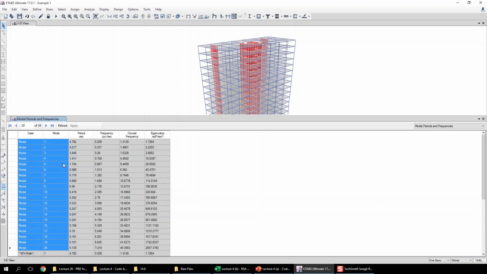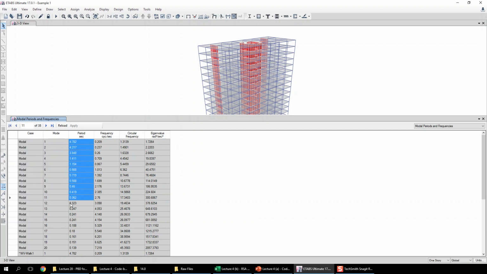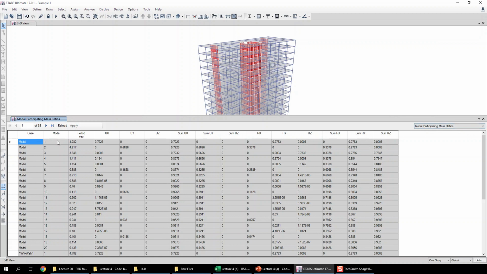The software calculated them basically. So you have the time periods for each of these 20 modes, and you also have the frequencies and eigenvalues. So let's go to the modal mass participations to check which mode is in which direction. The first mode, which has a period of 4.782 seconds, has a 72.2% contribution towards the X direction, and it doesn't have any contribution in Y and Z directions. Which means that this first mode is the primary translational mode in X direction. It's the first mode in X direction.